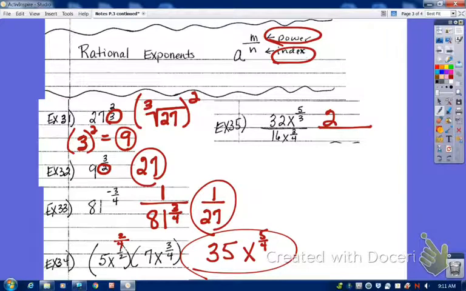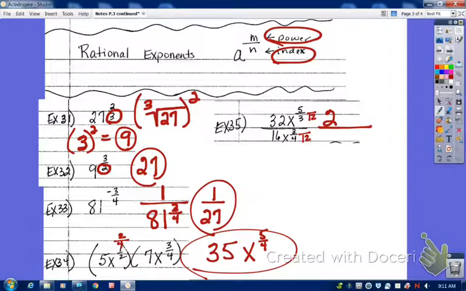Now we have to divide our x's. How do we divide like bases? We subtract. We can't subtract or add fractions unless we have a common denominator. What's that going to be? 12. So let's change both denominators to a 12.